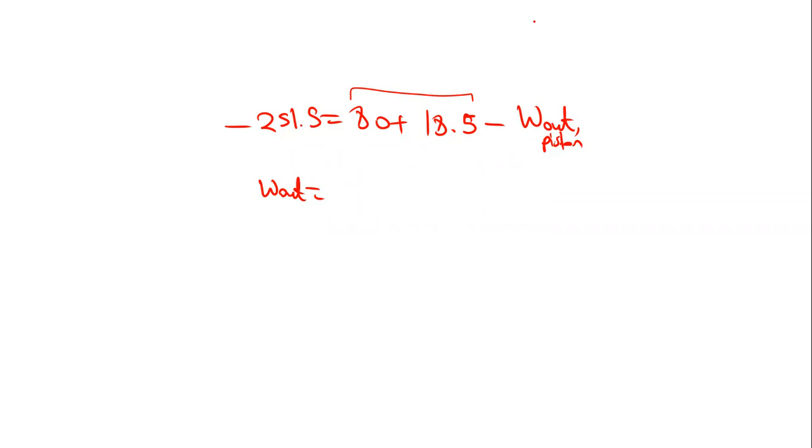Let's see your answer. What do you get for work done by the piston? There is one answer. Okay, good. It is 349.345. Okay, so the answer is 350 kilojoules. This is the answer for the question.